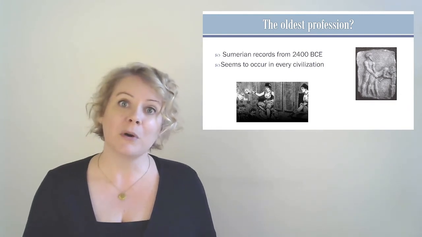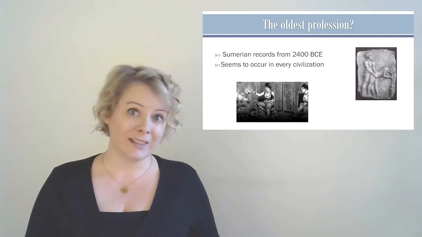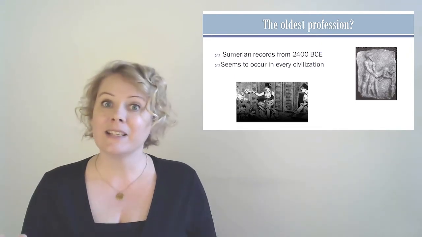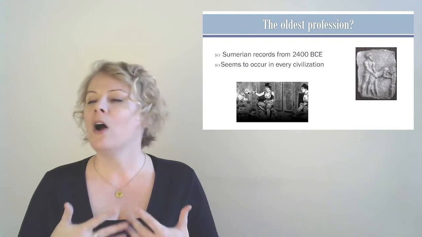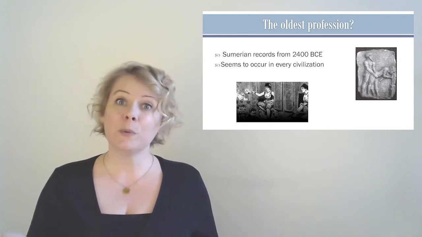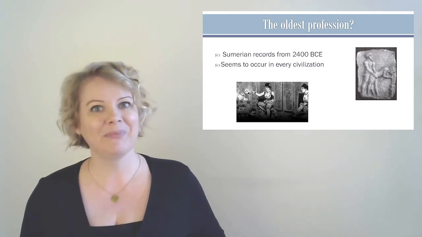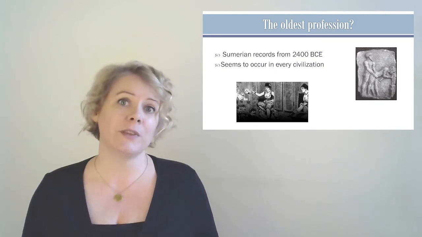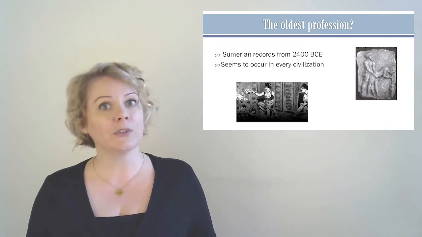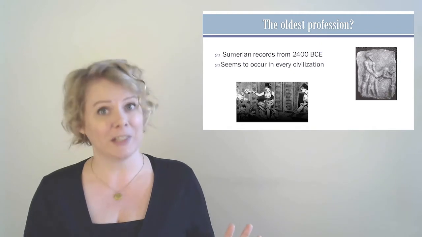We have records of prostitutes working in Sumeria in 2400 BCE. We have paintings of people engaging in prostitution all over the world in caves and as pieces of art. And as far as we can tell, this is one job that happens in almost every civilization. So each civilization deals with it a little bit differently, and that's one of the things that we'll talk about. But it is worth noting that almost nothing else in the world occurs in every civilization, but this does.